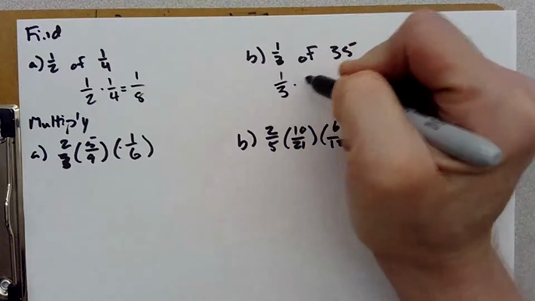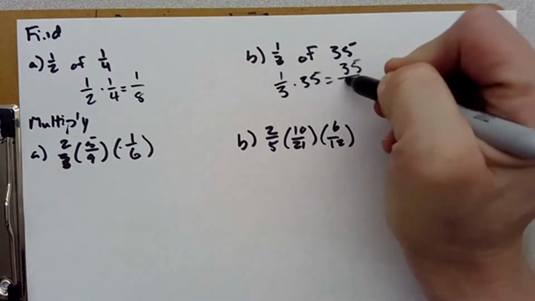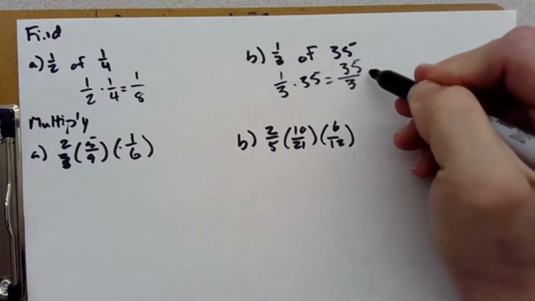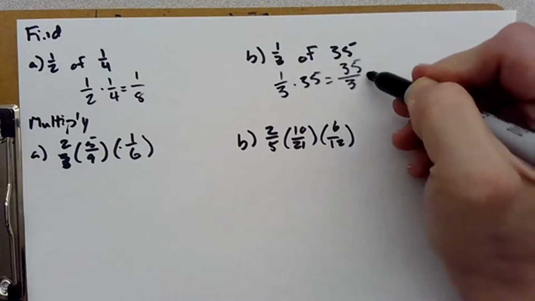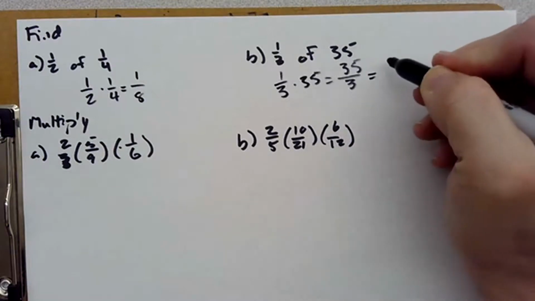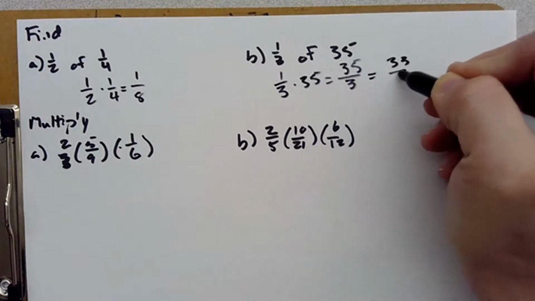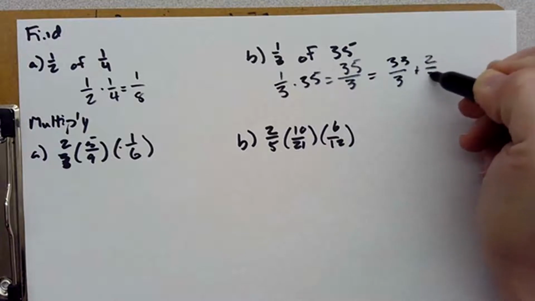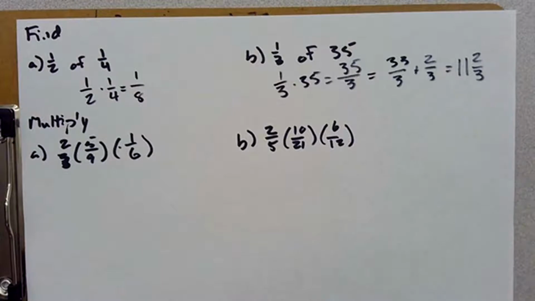That's 1/3 times 35 equals 35 thirds. All right, well, 35 thirds, we don't really want to have that as an improper fraction, so we can rewrite that by saying, okay, well, that's 33 thirds plus 2/3, which is going to be 11 2/3.